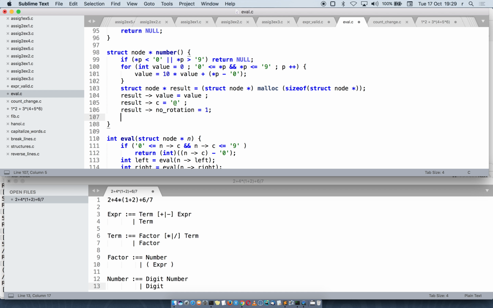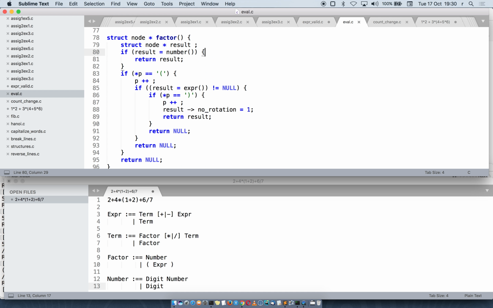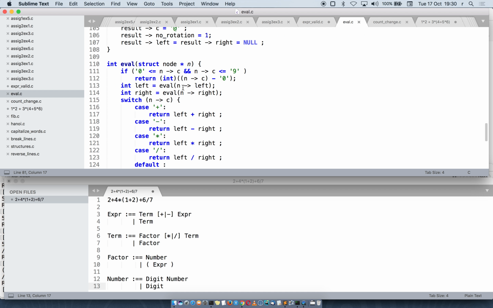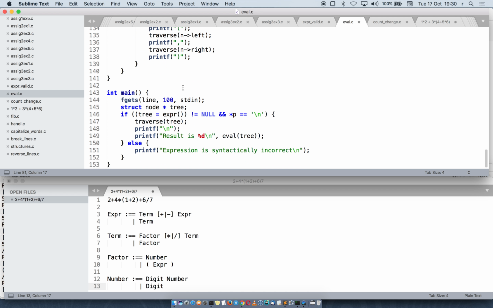Have we left anything out? The result.value, result left equals result right is assigned to null. All right. So this should return us a node having a number. And then this should work fine in returning a tree, right? So now we need to change our evaluation, right?